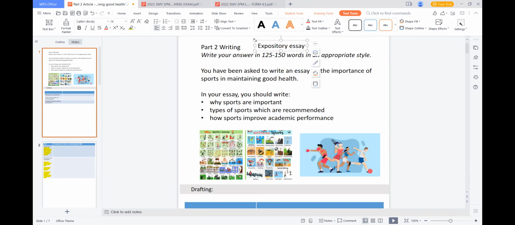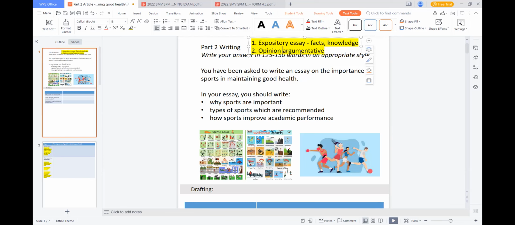That means you have to talk about facts, you have to talk about the knowledge related to the topics given. So it is not argumentative, because for part two, there are always two types. The first type is expository, the second type is the opinion essay, or we call it argumentative.